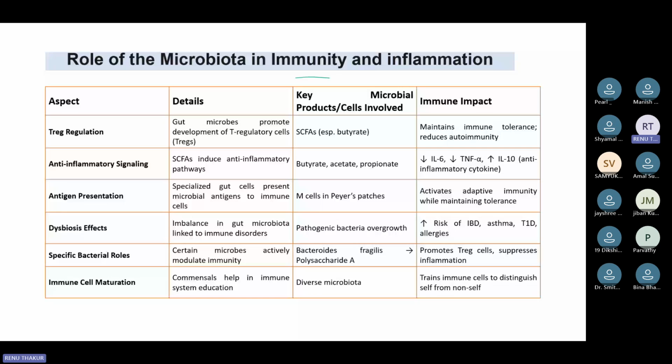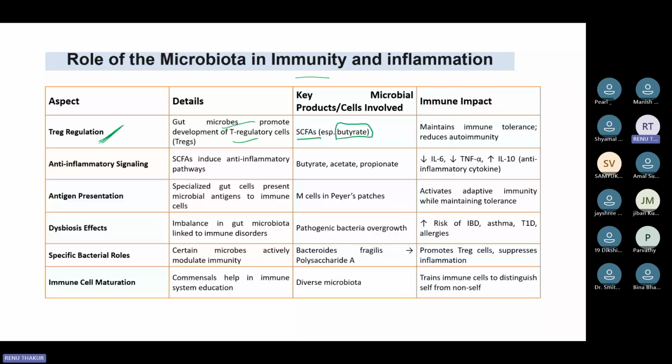First and foremost, we studied this yesterday also, the T regulatory cell regulation: our gut microbes promote the regulation of T regulatory cells. And how are the T regulatory cells produced? Through the short chain fatty acids, especially butyrate.